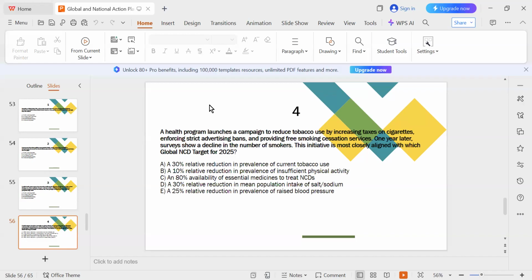A, a 30% relative reduction in prevalence of current tobacco use. B, a 10% relative reduction in prevalence of insufficient physical activity. C, an 80% availability of essential medicines to treat NCDs. D, a 30% relative reduction in mean population intake of salt or sodium. E, a 25% relative reduction in prevalence of raised blood pressure.